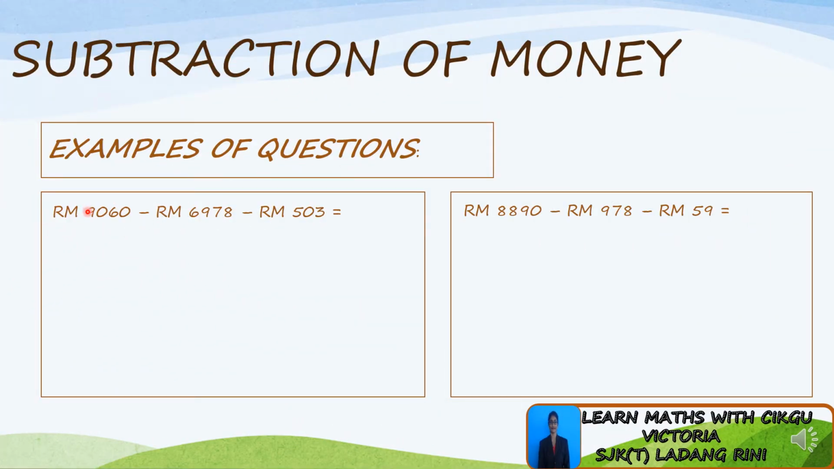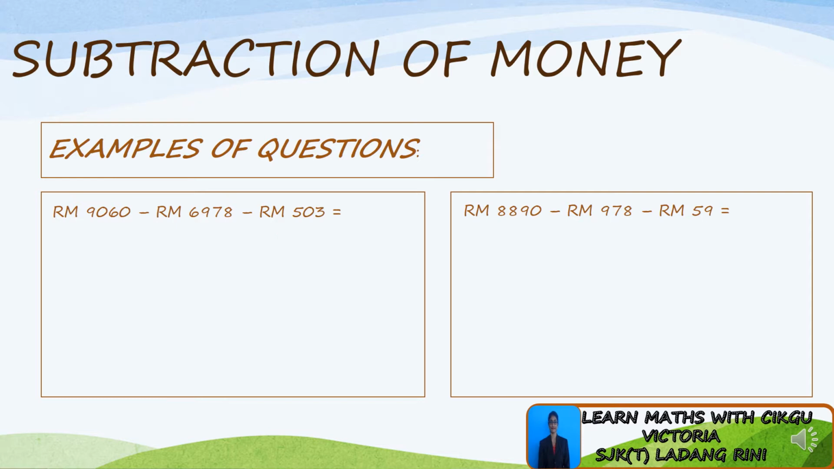Now in this question you got three numbers. How to subtract these three numbers? 9,060 ringgit minus 6,978 ringgit minus 503 ringgit. Okay class, you see you got three numbers. We cannot minus all these three numbers together. You must separate these numbers and then only you can minus.